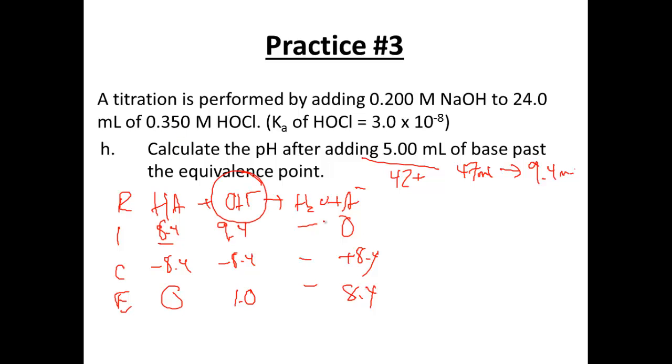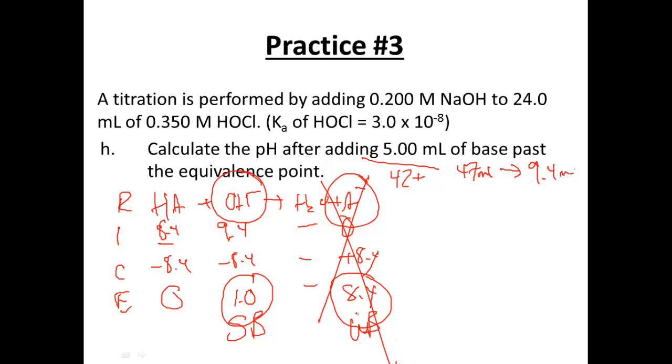Now, here's what's left over. OH and A minus. Ask yourself, what do you have? Well, you have a strong base and you have a weak base. Who's going to determine the pH? Always the strong ones. So now this weak base left over, we don't care about it. You have 1 millimole of strong base, which is hydroxide. So it's a strong base problem.